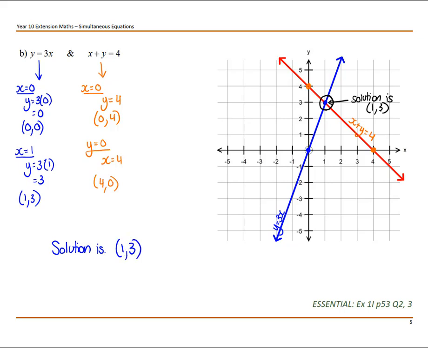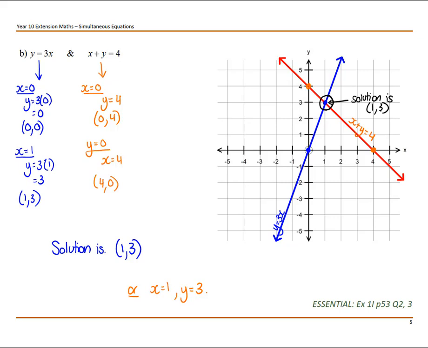Remember to always state your solution as either a coordinate or stating each point. Now with the two that we've done here, it's been quite easy to see the point of intersection, but graphing is only as accurate as what the solutions are. So if our solution was 1.2 and 3.5, it's not going to be very accurate with graphing, and we're going to be estimating our answers. So graphing is not the ideal method of solving simultaneous equations. We'd usually do it algebraically so we can get an exact answer.